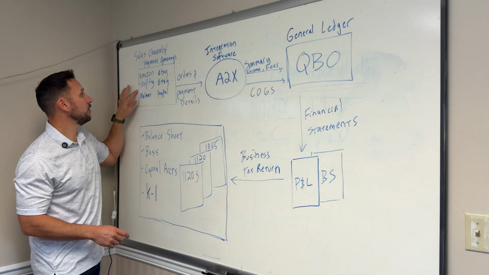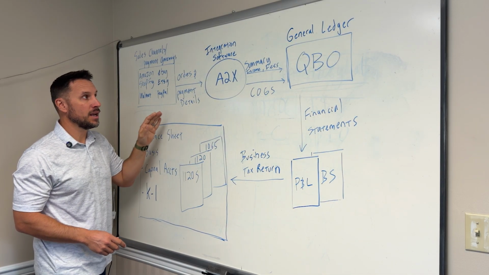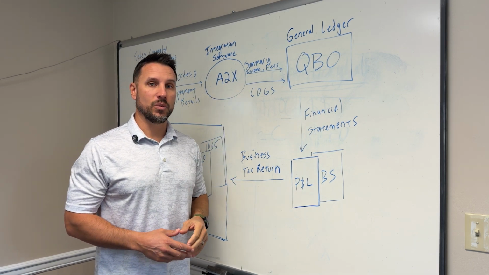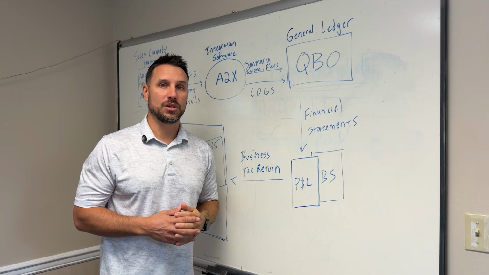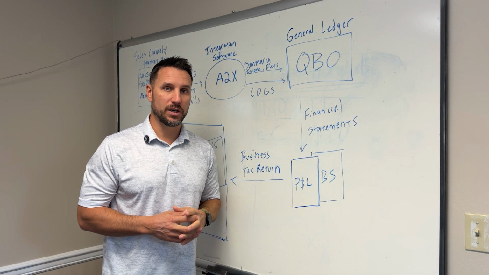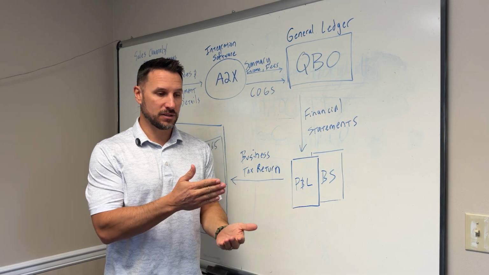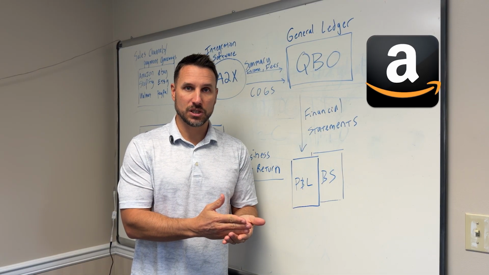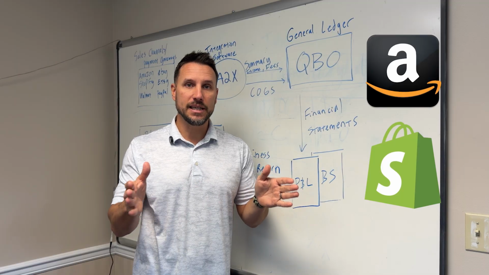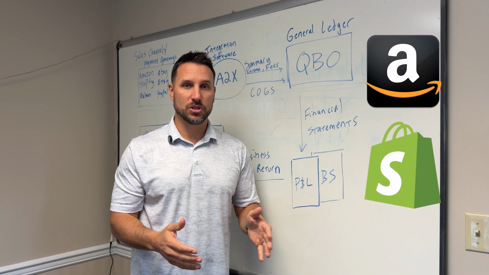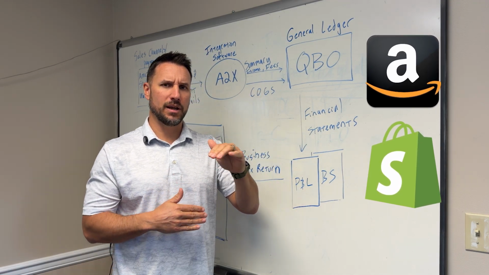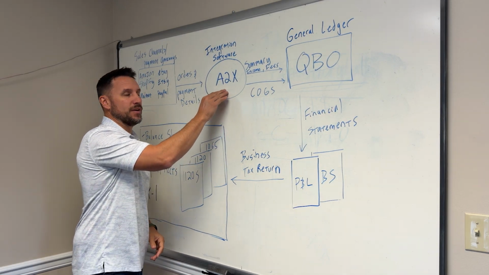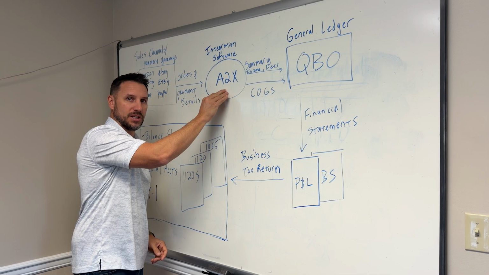Furthermore, if you have multiple sales channels, A2X can tag each sales channel with a class that can be sent to QBO so you can run your P&L on a classified basis and see how much am I making on Amazon, how much am I making on Shopify, how much am I making on each sales channel, rather than just looking at one P&L and not getting the visibility that you need. So that's why it's very important to use a good integration software like A2X.